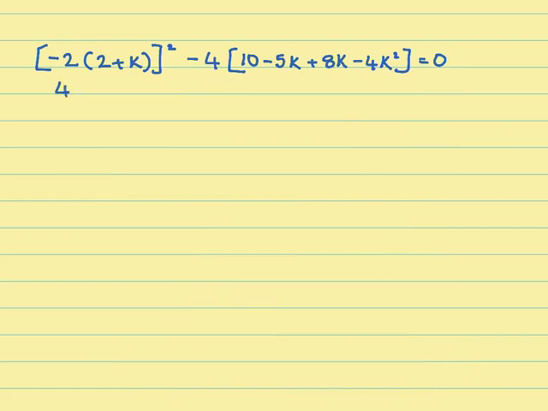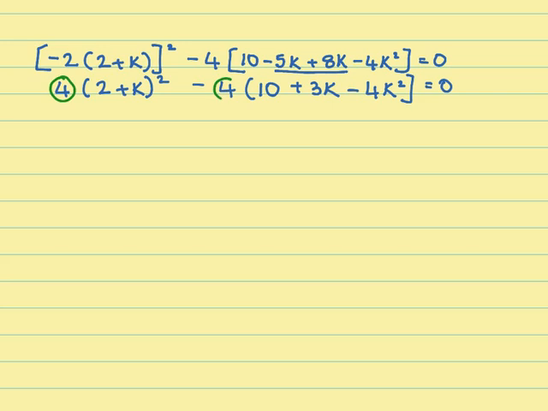Now minus 2, the whole square is 4. Minus 2 into minus 2 is plus 4. So 2 plus k, the whole square, and I'll write the 10 here. These two, if I put together, becomes plus 3k. And here I have minus 4k square equal to 0.